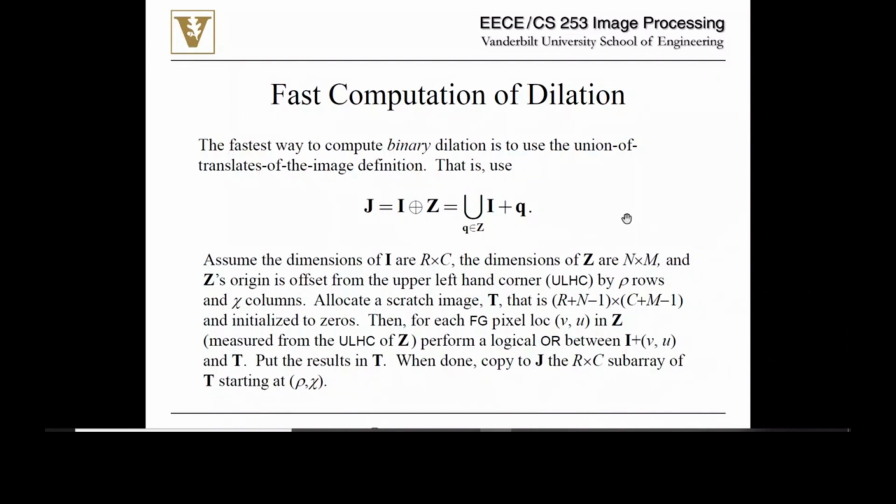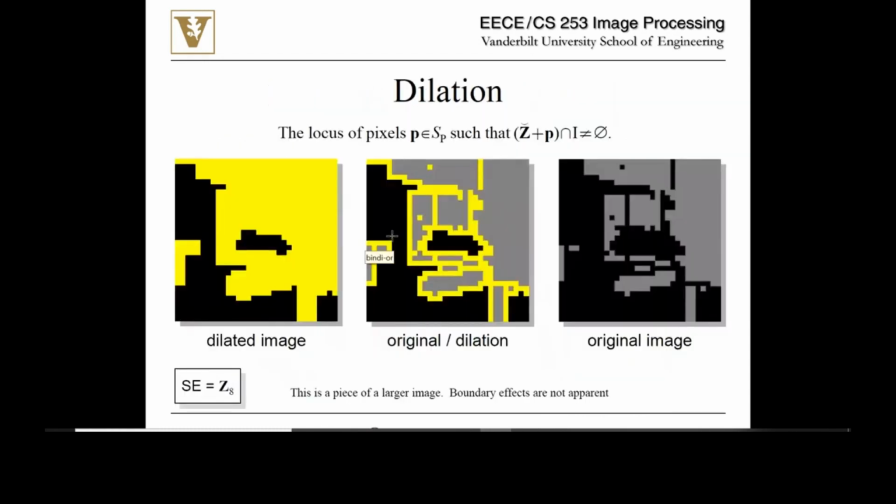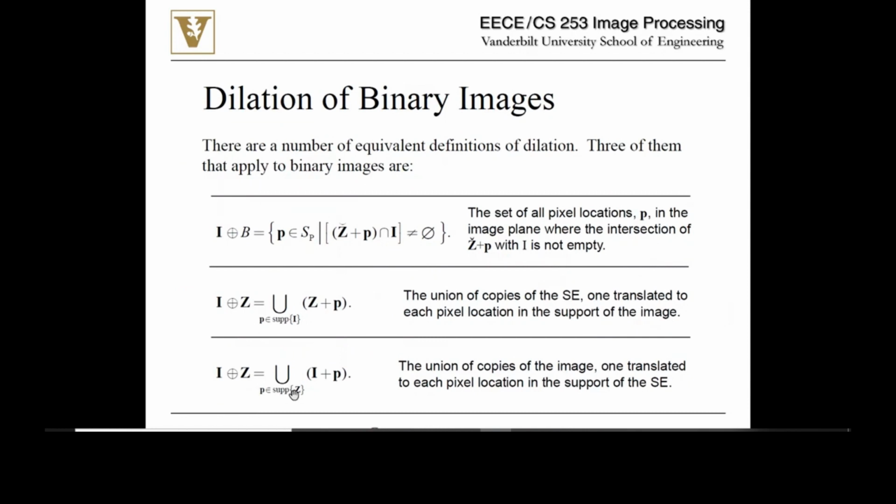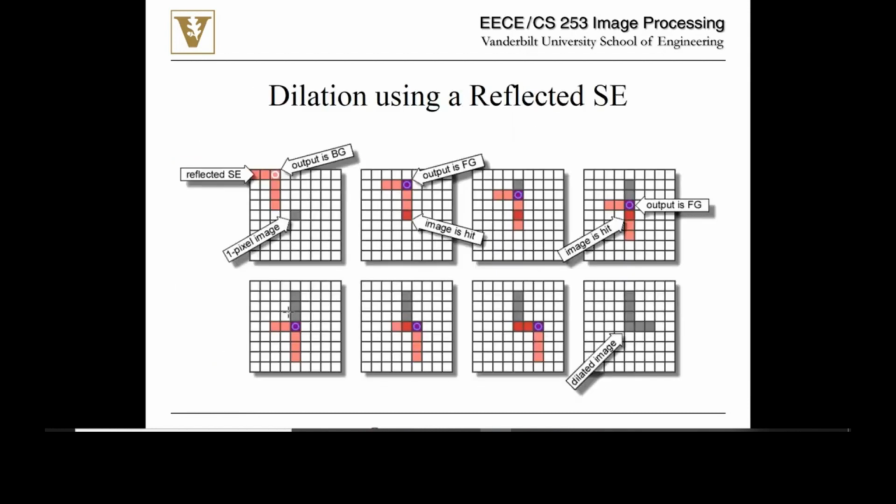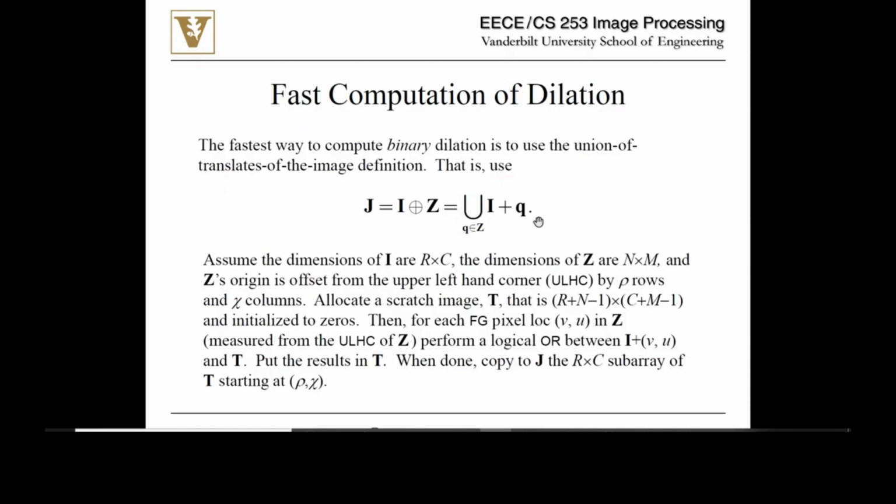This is how to make a fast calculation of the dilation. Normally, the support of the kernel is relatively small, so it is much simpler to shift your image to the location of the support of the kernel, and then you make the union of all those images.